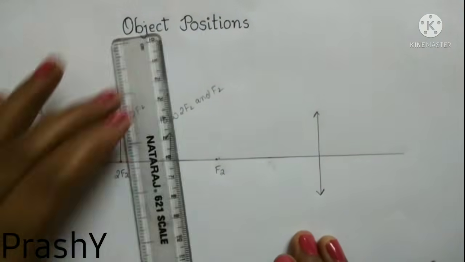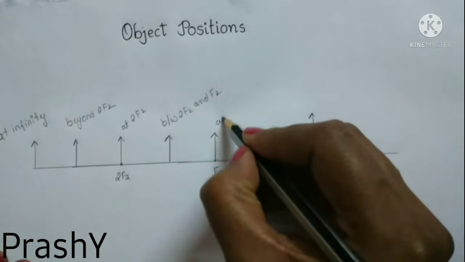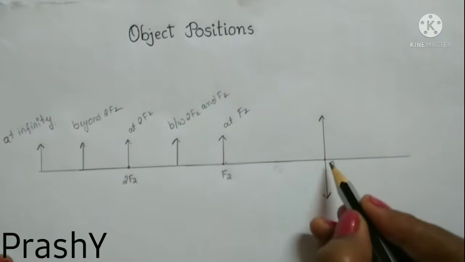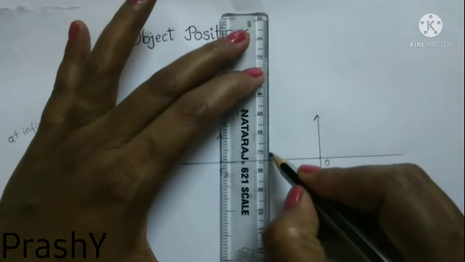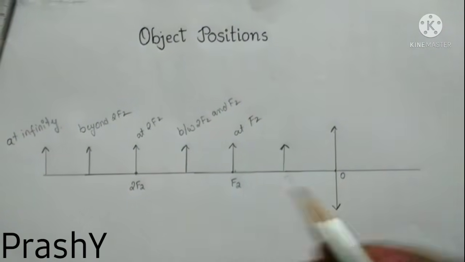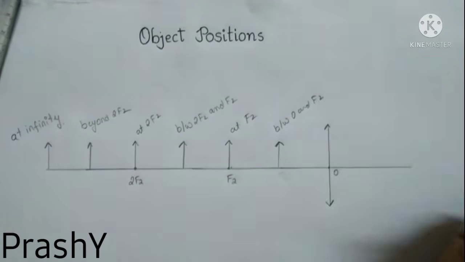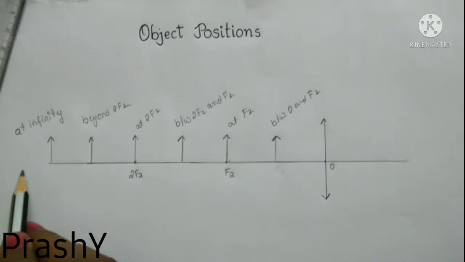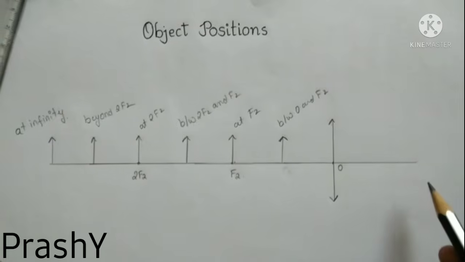Next object position is at F2. I am placing the object at F2. This is the optic center. Now I am placing the object between optic center and F2. So this will become my 6th object position. So these are the 6 various object positions, as we move the object from infinity to the optic center. Now let us trace out the images.